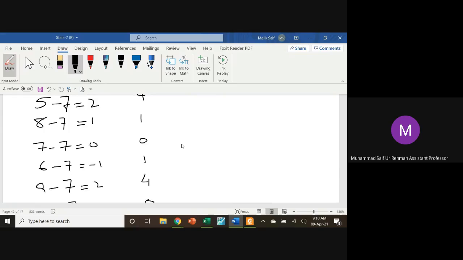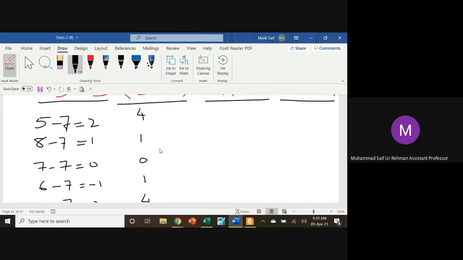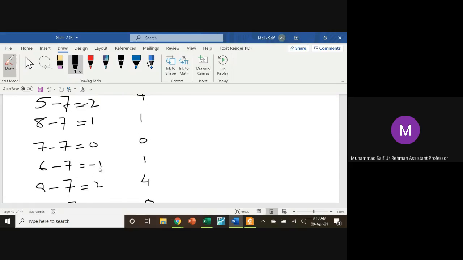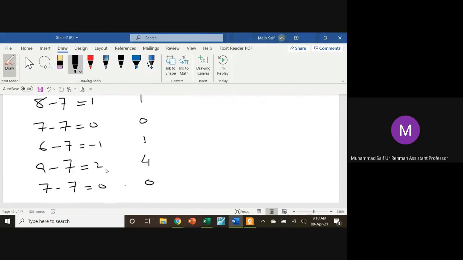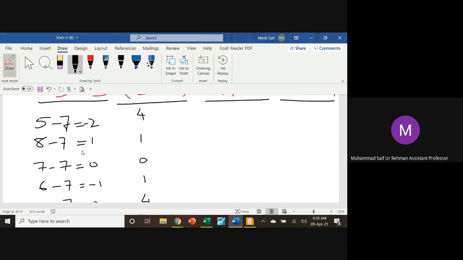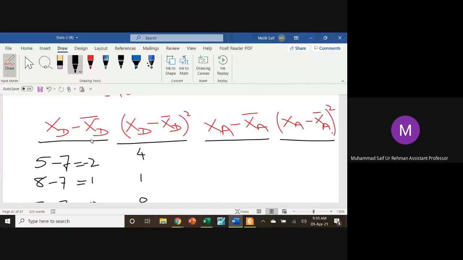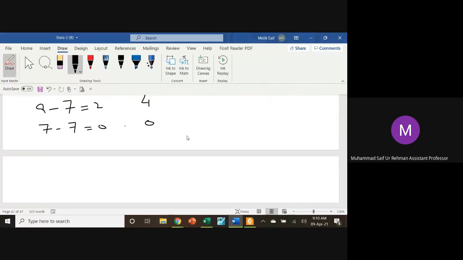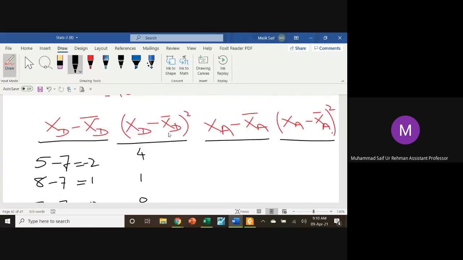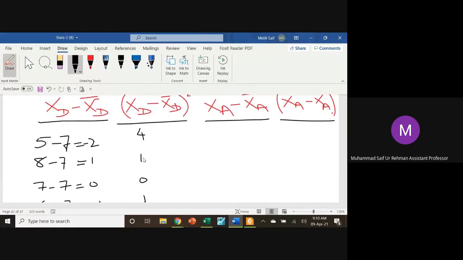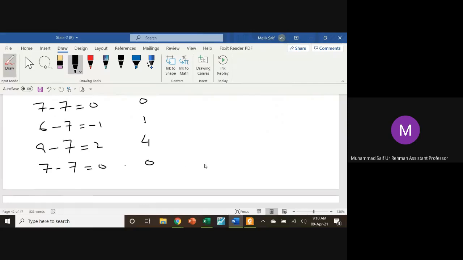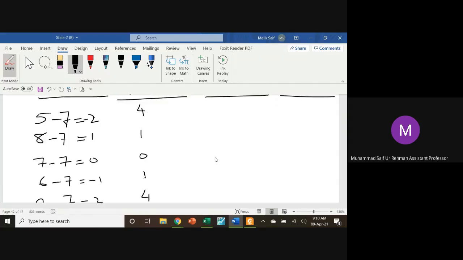I think there is something wrong. This is minus 2. So minus 2, 0, and plus 1, minus 1, 0. So now it is correct. The answer will be 0. If you add the dispersion from the mean, the answer will be 0. Fine. So you are interested basically in the sum of the squares. So 4 plus 1, 5, 6, 10. The answer is 10.